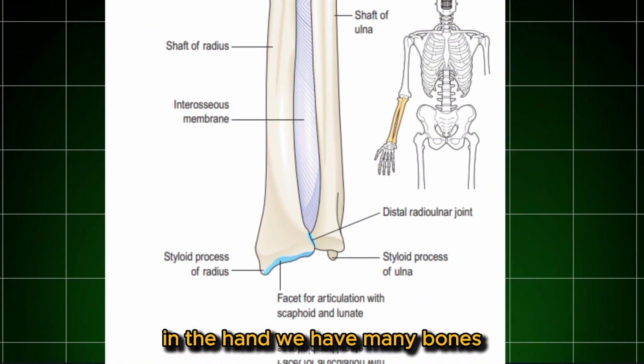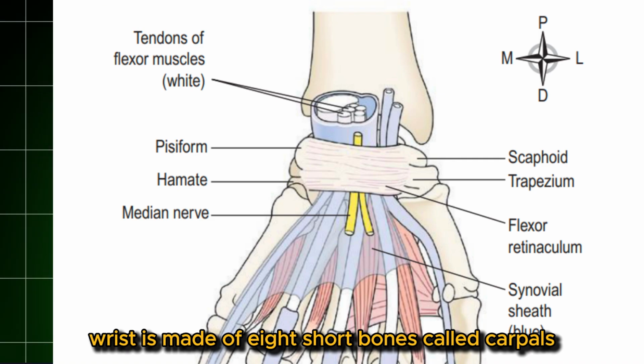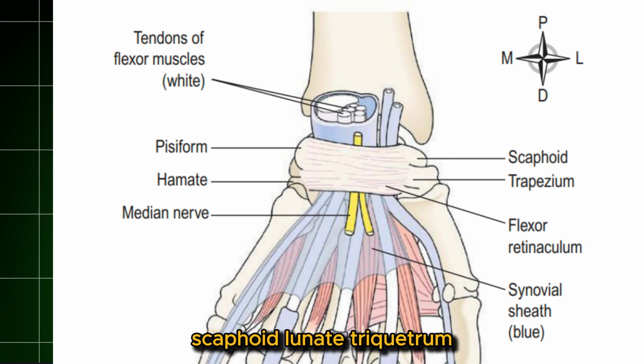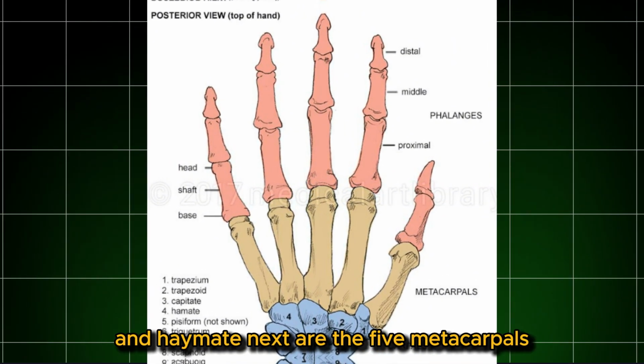In the hand, we have many bones. The carpus, wrist, is made of 8 short bones called carpals: scaphoid, lunate, triquetrum, pisiform, trapezium, trapezoid, capitate, and hamate.